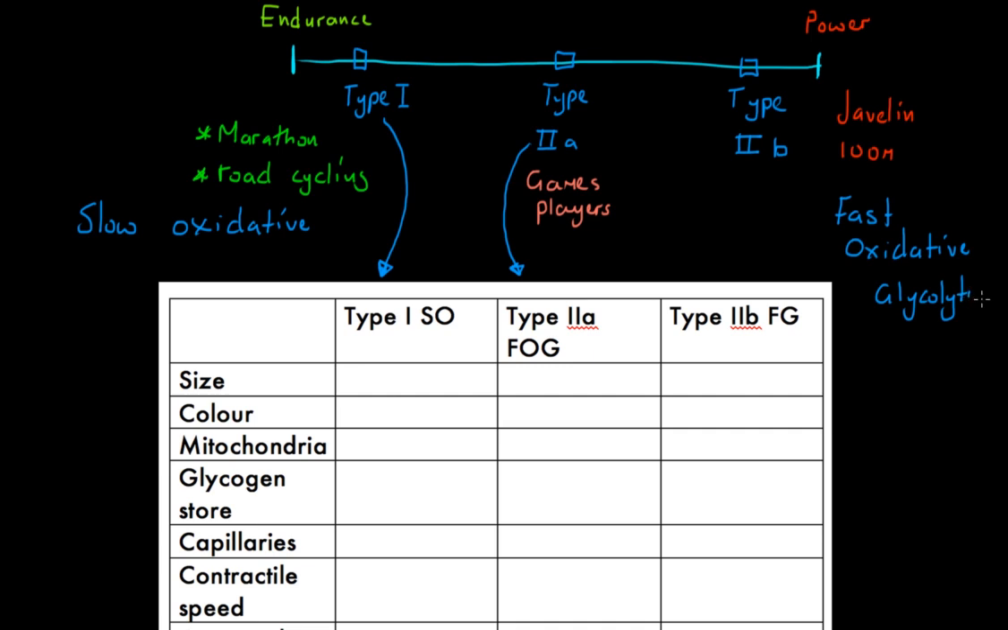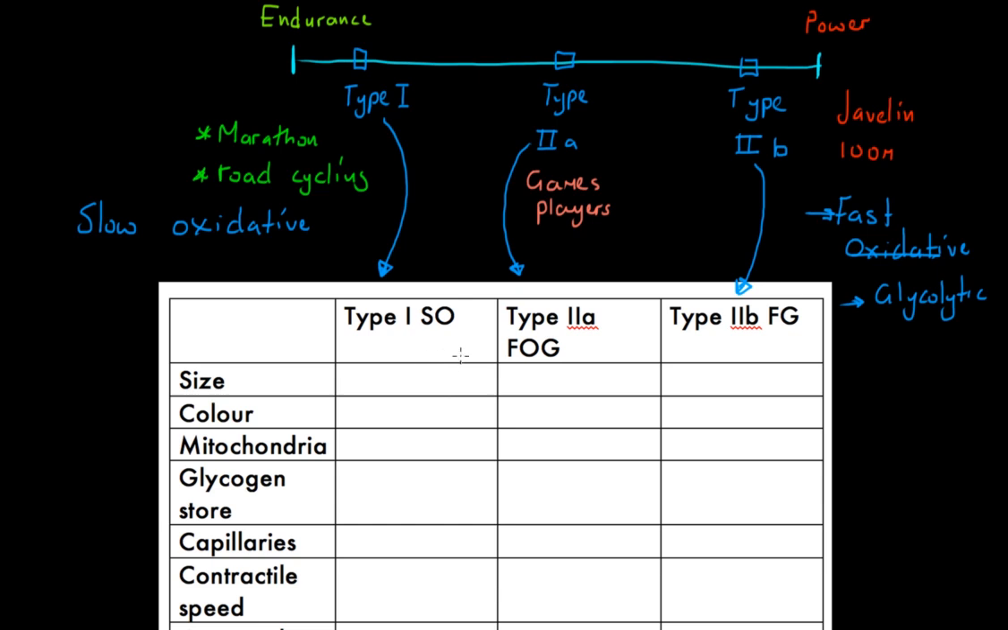And finally, our type 2B fibers, at this end of the spectrum, are what we call fast glycolytic. So from the FOG, we just cut out the oxidative. Okay, so let's get cracking with these straight away, and see if we can compare and contrast and see some differences between them.